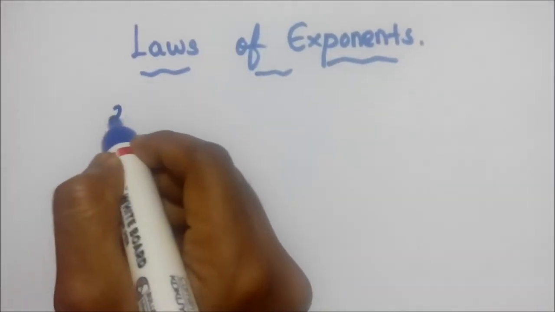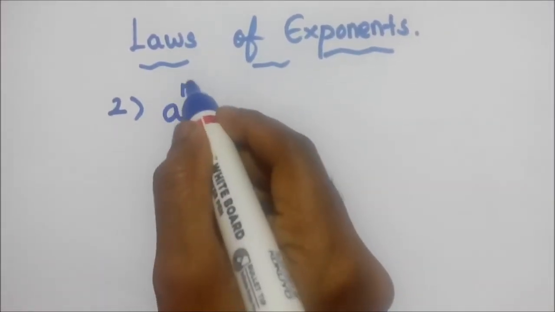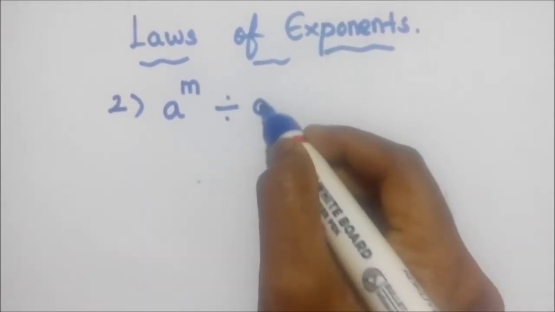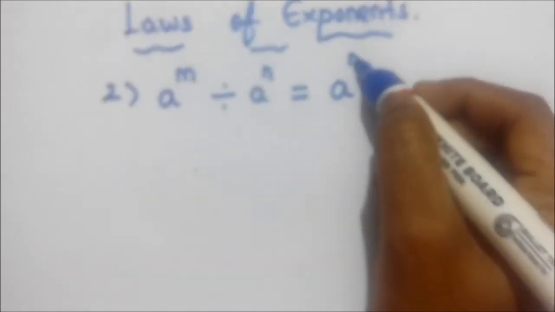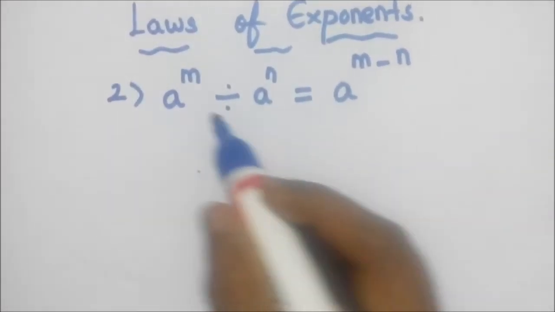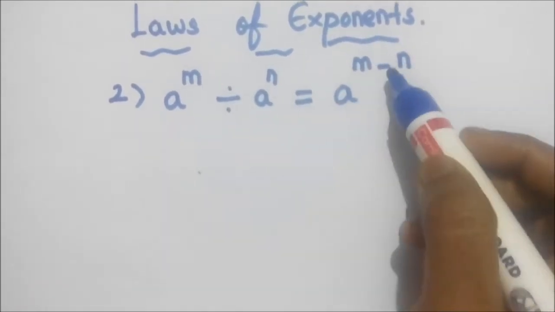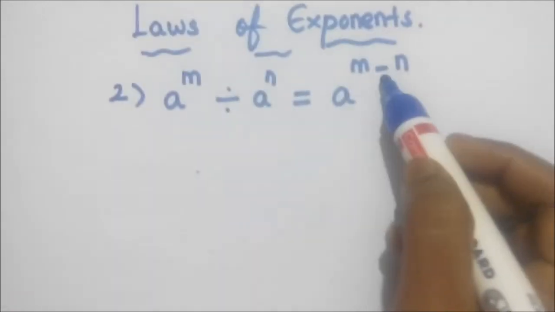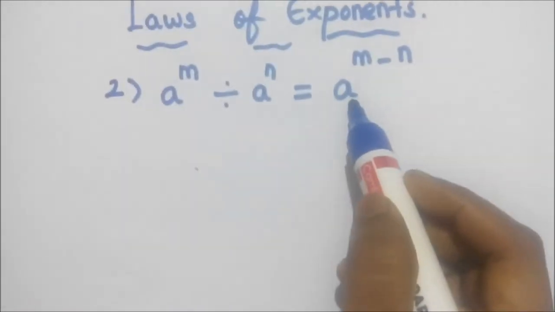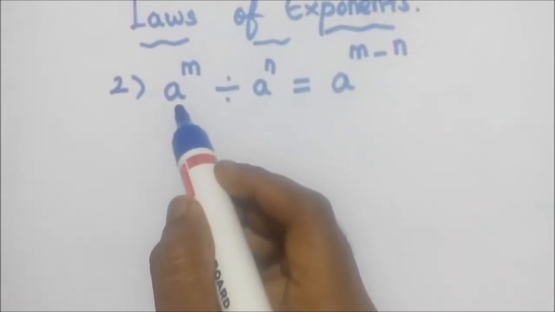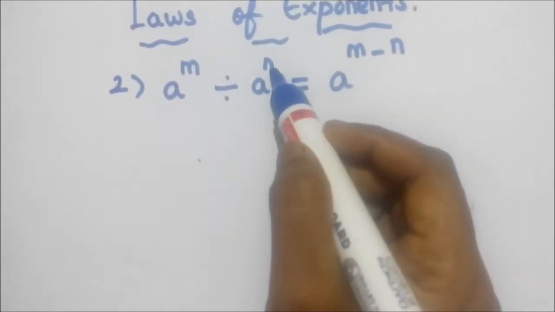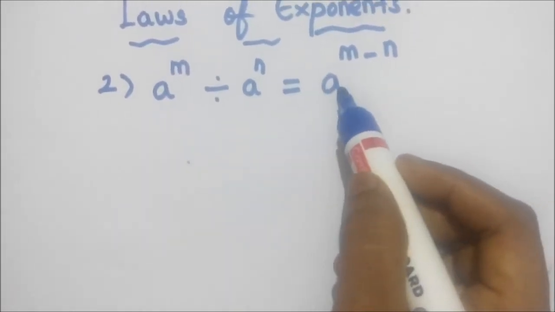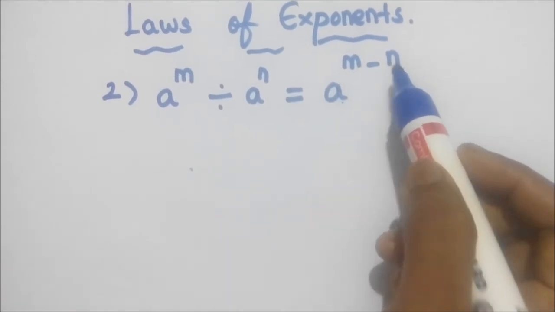Our second law is a raised to the power m divided by a raised to the power n is equal to a raised to the power m minus n. See, here multiplication means we need to do addition. Division means we need to do subtraction. Bases are same, so here also same base only. So once again I am saying a raised to the power m divided by a raised to the power n is equal to a raised to the power m minus n.